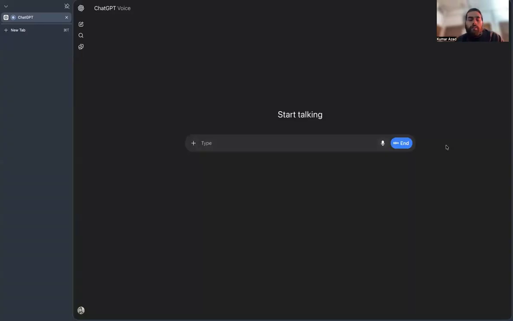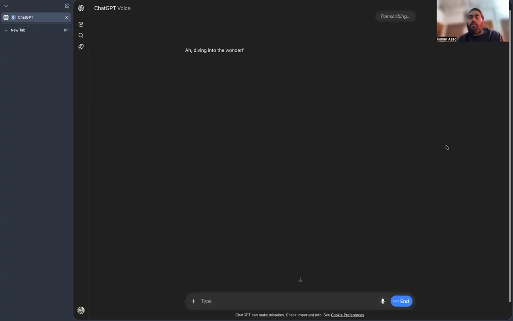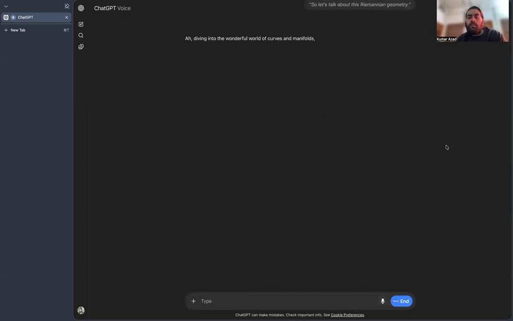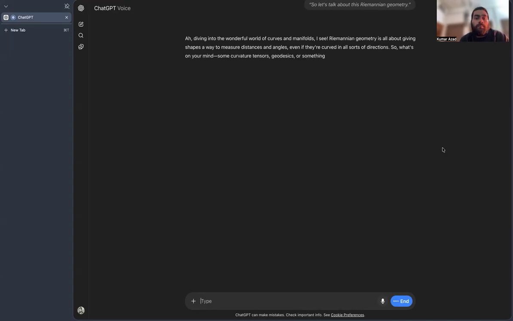So let's talk about this Riemannian geometry. Diving into the wonderful world of curves and manifolds, I see. Riemannian geometry is all about giving shapes a way to measure distances and angles, even if they're curved in all sorts of directions. So, what's on your mind? Some curvature tensors, geodesics, or something more wild?